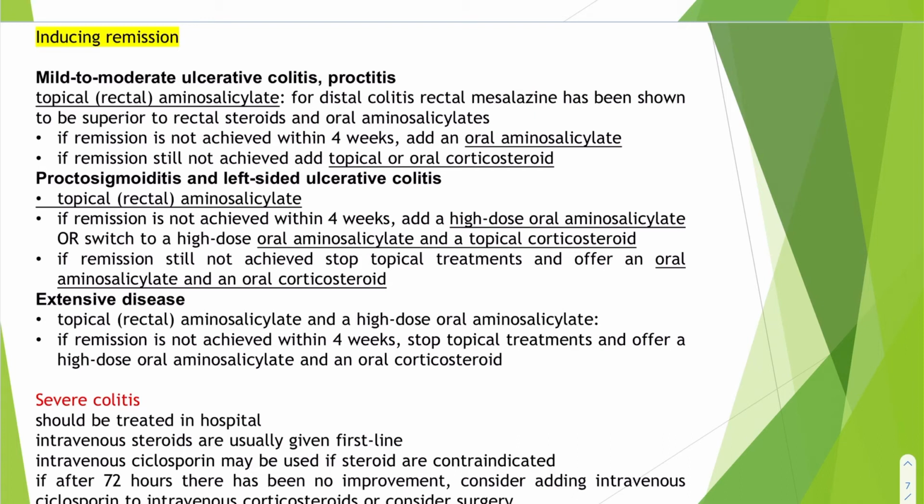So severe colitis should be treated in hospital, and IV steroids are usually given first line. IV cyclosporine may be used if steroids are contraindicated. So if after 72 hours there has been no improvement, we consider adding IV cyclosporine to IV corticosteroids or consider surgery. So this is the hospital management actually.